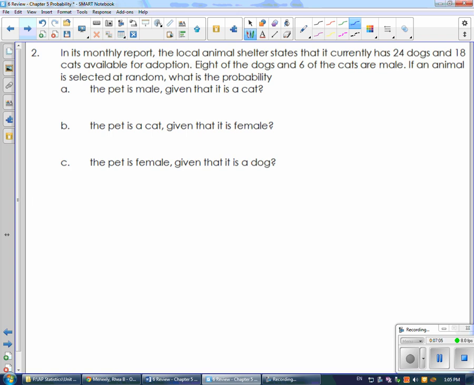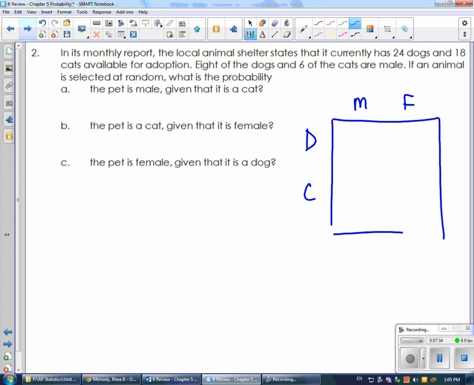In this case, because we're looking at dogs and cats and males and females, it might be a little confusing to try to do this in a Venn diagram. Because I'm categorizing the animals 2 different ways, by the type of animal and by their gender, a two-way table is probably going to make the most sense here. So if I have male versus female and dog versus cat, it might help me set up this problem a little bit better. So for example, I know that there are 24 dogs in the shelter.